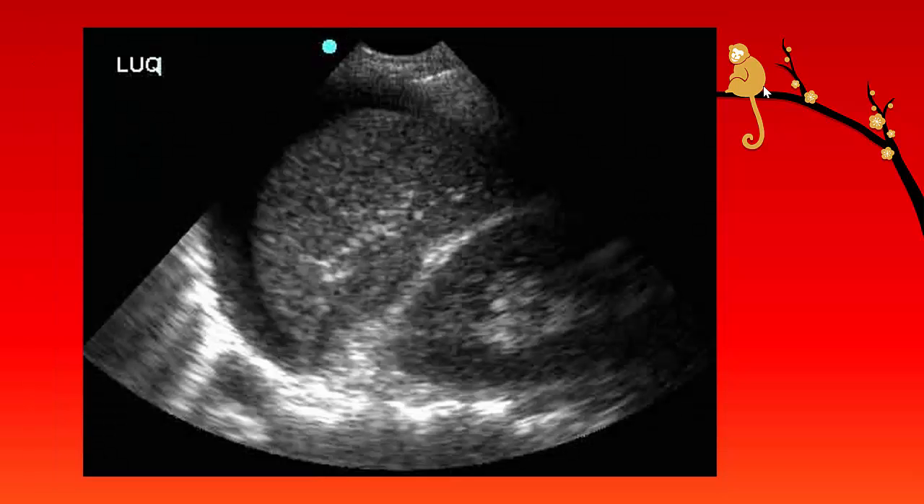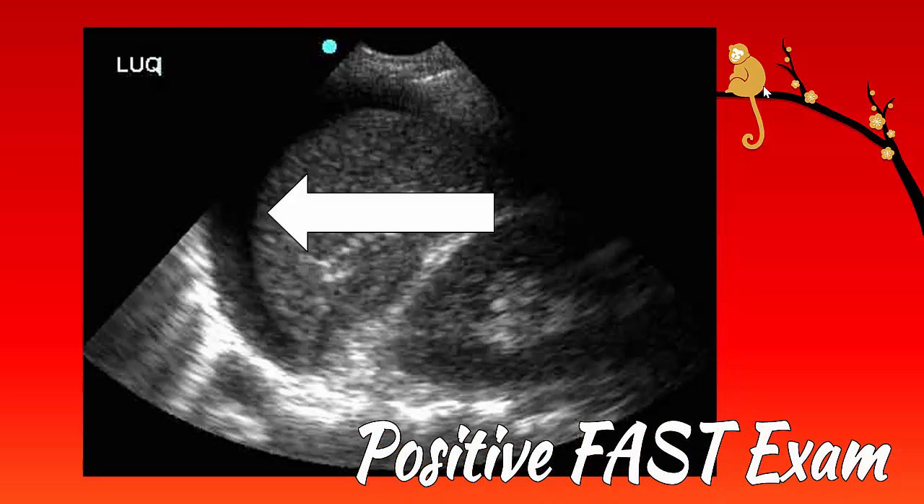Next, let's look at the splenorenal flexure. You can see the spleen in the superior aspect and the kidney down below. And there is a dark stripe of free fluid between the spleen and the diaphragm, which is again going to suggest a positive FAST exam. So of course, if this patient is unstable, they need to go to the OR.